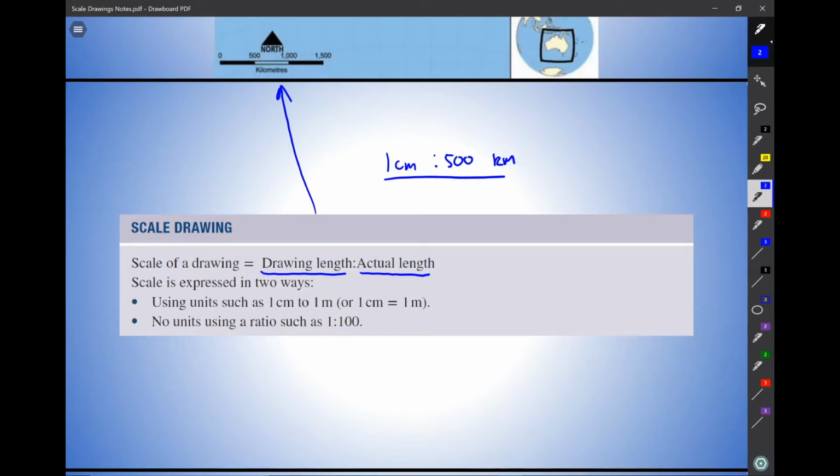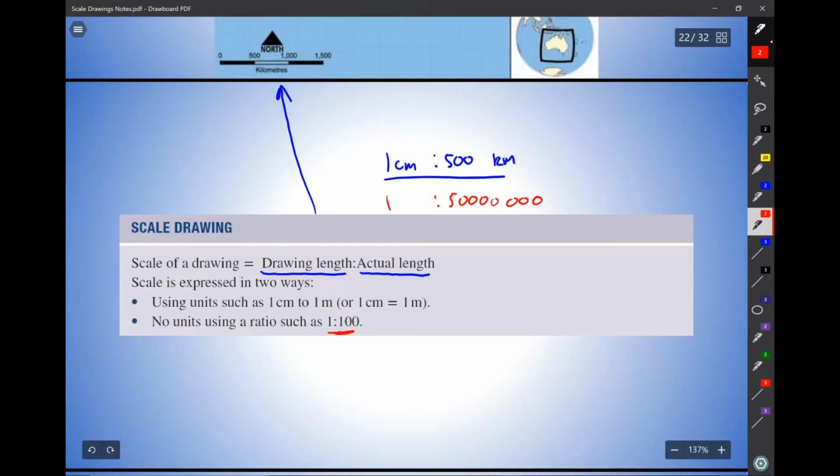When the scale is so different like this, it doesn't make sense to write 1 centimeter to... how many centimeters are there in a kilometer? 100,000. So you would be writing about 50 million here. It doesn't make sense to write a ratio like this in that form.